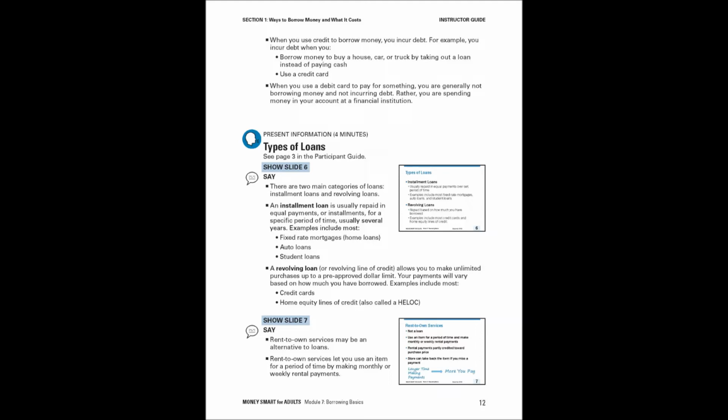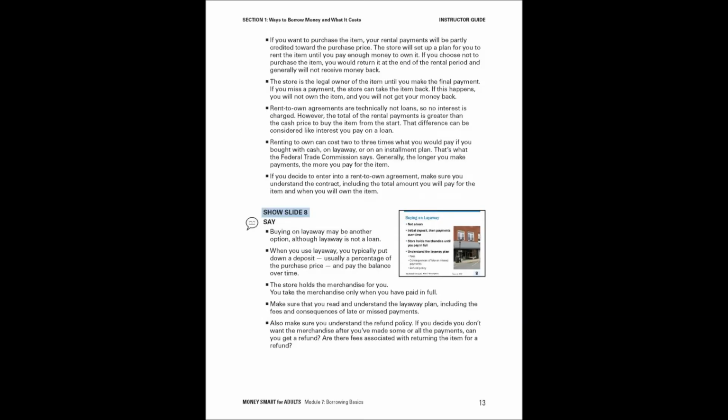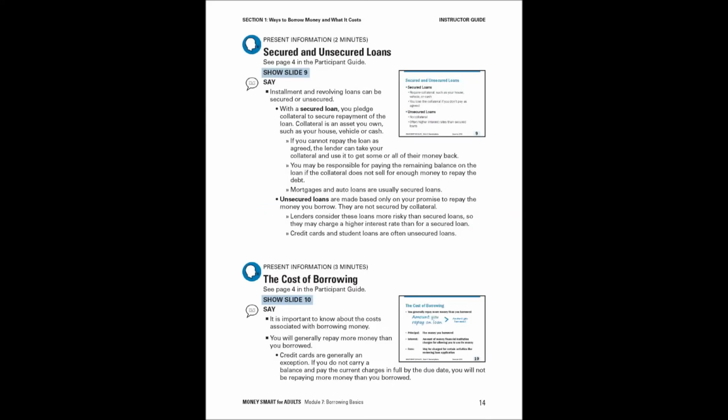Starting with slide number 7, rent to own. It's where they go and rent on a monthly or weekly basis. Then the next slide, number 8, going into buying on layaway. Again, not a loan, but they're going to pay an initial deposit and then make payments over time. The next topic, slide number 9, secured and unsecured loans. Secured loans require collateral, unsecured loans do not require collateral.